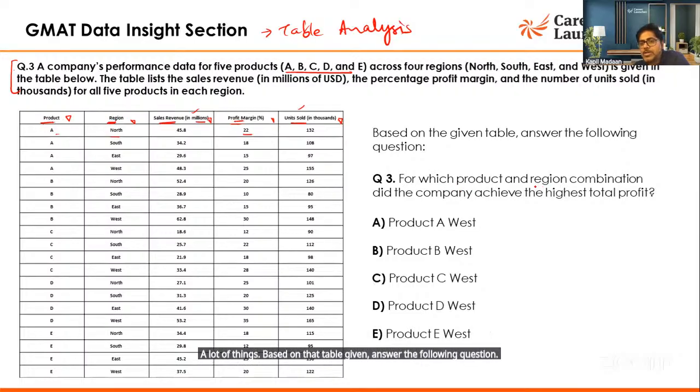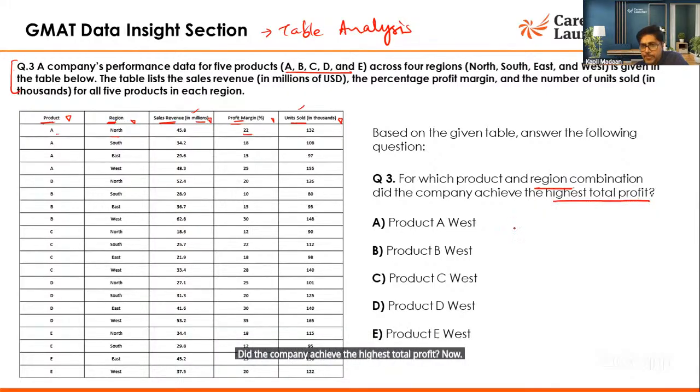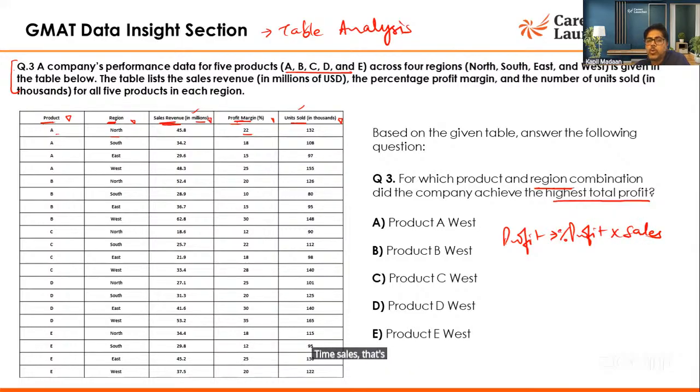Based on the table given, answer the following question. For which product and region combination did the company achieve the highest total profit? Now, what is a profit? Profit is nothing else but profit margin is there. So profit margin from the total sales. So profit margin, profit percentage times sales. That's the profit. Total sale is this much and profit is 22%, right?